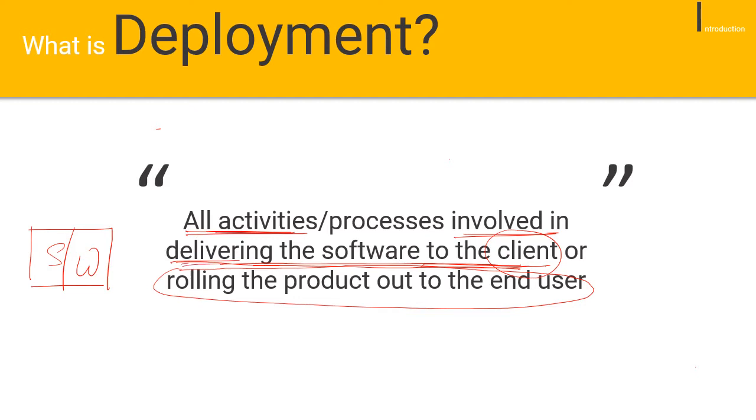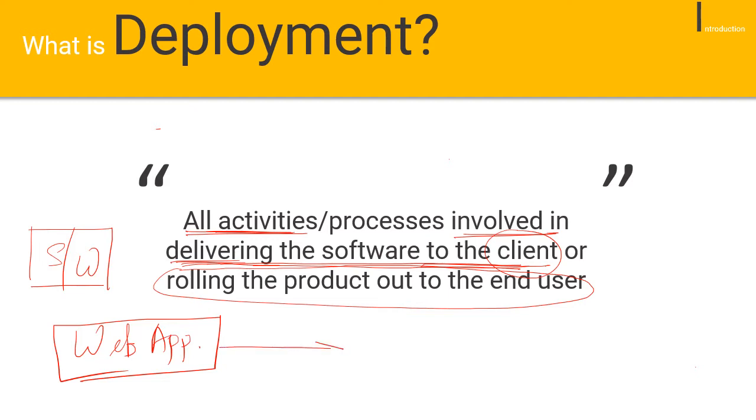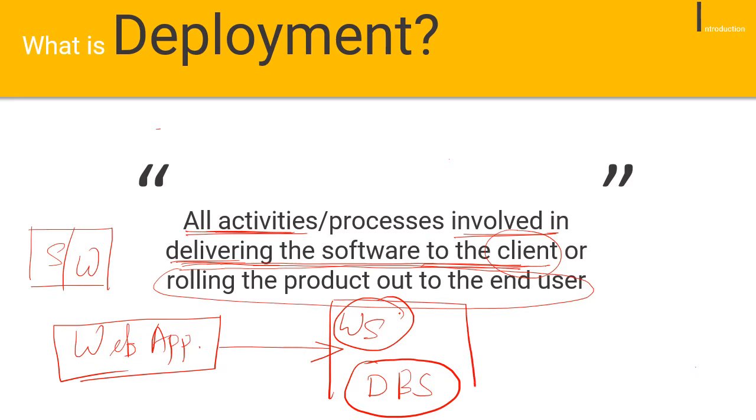we'll try and understand this through an example. Assume that your software is a web application or a website. Deployment for a web application would mean that you are taking this web application and placing it in a web server, and also probably a database server as well. The database will be placed in a database server and the web code will be placed in the web server.